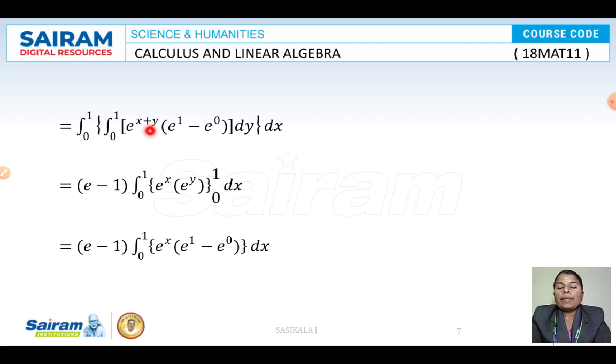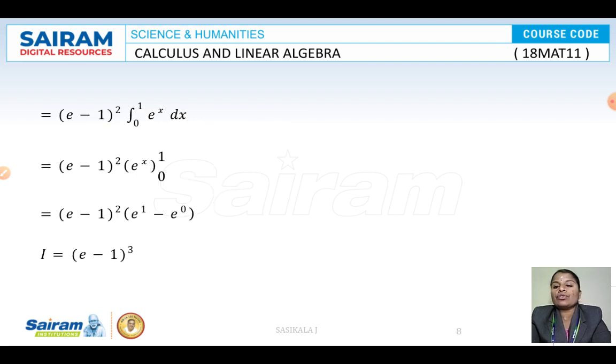Now e power x into e power y, that you integrate again, e power 1 minus 1. So e power 1 minus 1, the whole square. Then the remaining left out term is only e power x. So I'll get e power minus 1 whole squared into e power minus 1. So I will get the answer as e power minus 1 the whole cube.